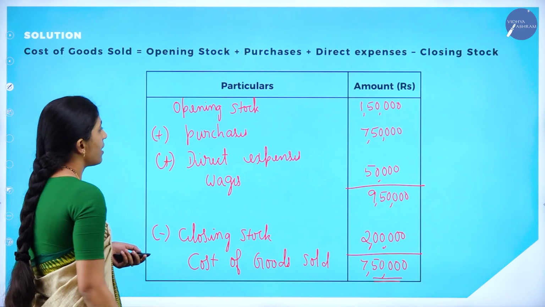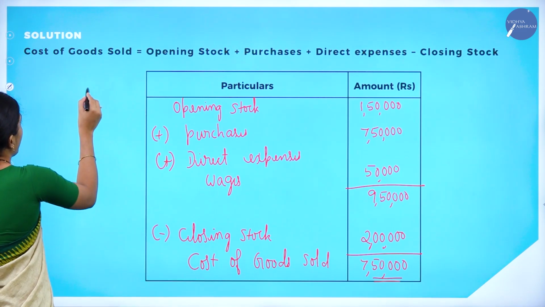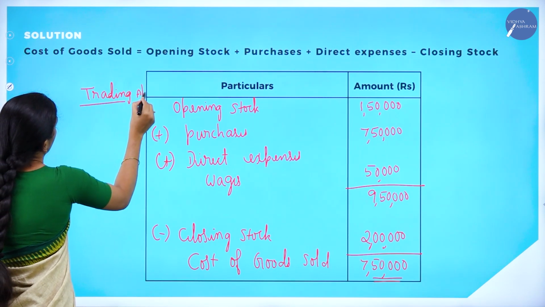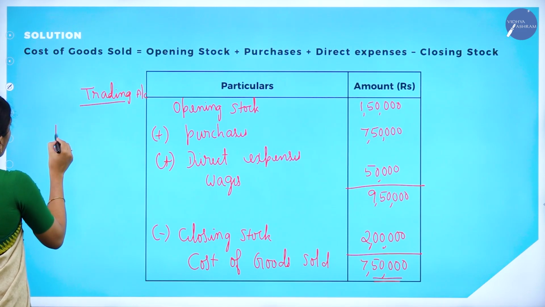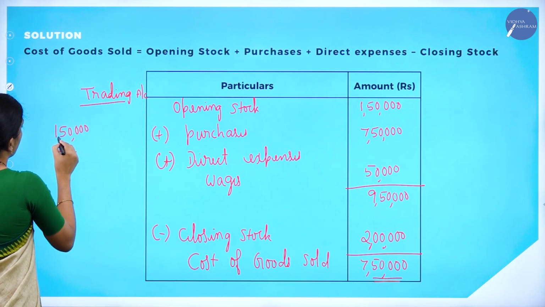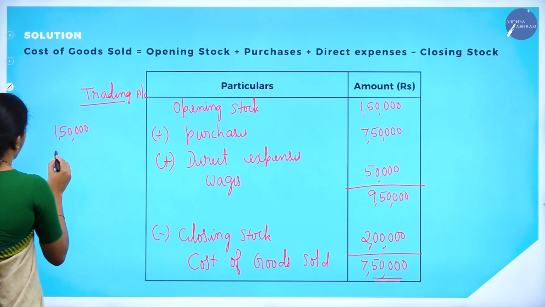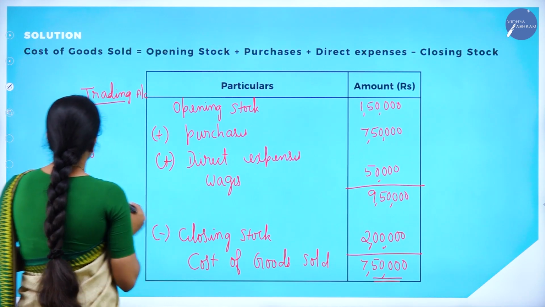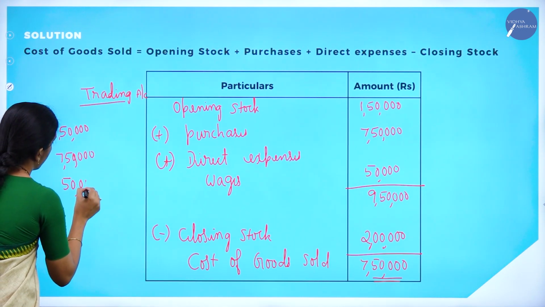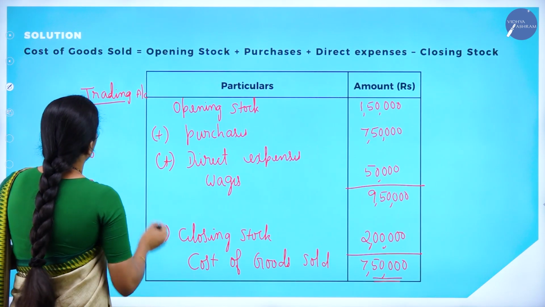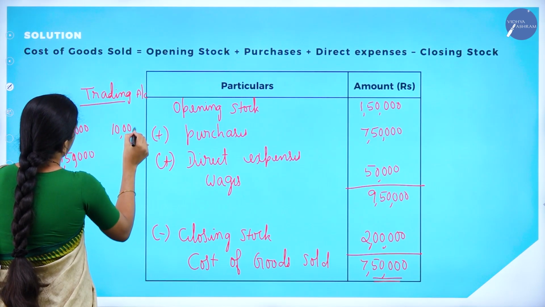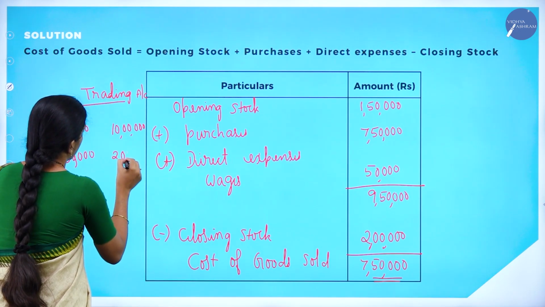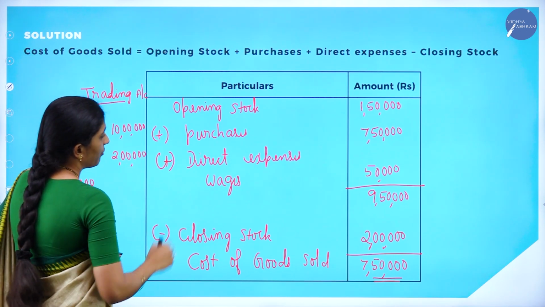Now let's recheck the answer whether it is correct. So we shall prepare your trading account. Trading account. So we shall start with opening stock 1,50,000. Purchases 7,50,000. Direct expenses 50,000. Then sales. Sales, here they have given 10 lakh. Closing stock we have 2 lakh.